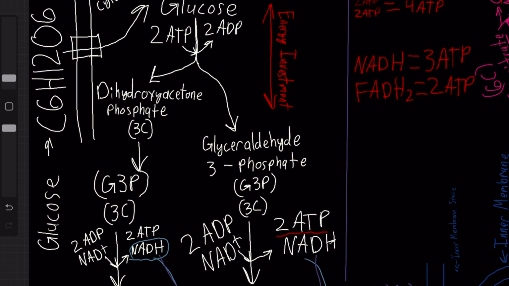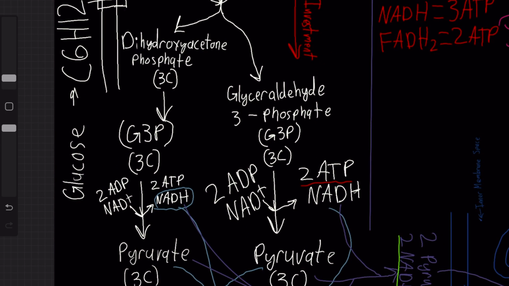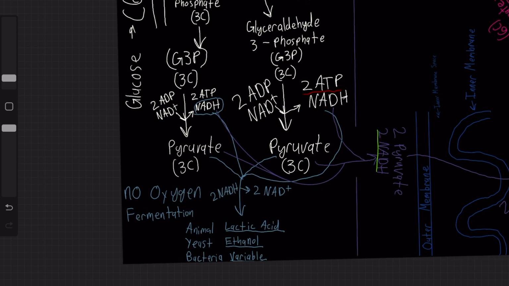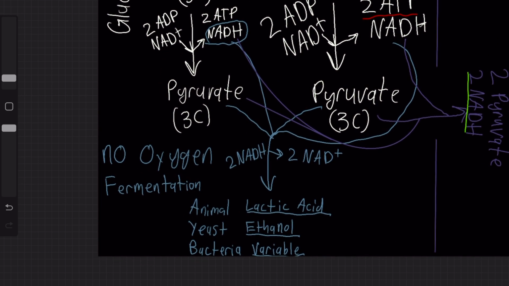Eventually, dihydroxyacetone phosphate will also become glyceraldehyde 3-phosphate, also known as G3P. G3P will then become pyruvate. During that process, it makes 2 ATP and it fills 2 trucks with electrons, making NADH. If we do not have oxygen, the pyruvate will ferment, or be reduced using NADH's electrons. The NADH will give electrons to pyruvate, reducing it.